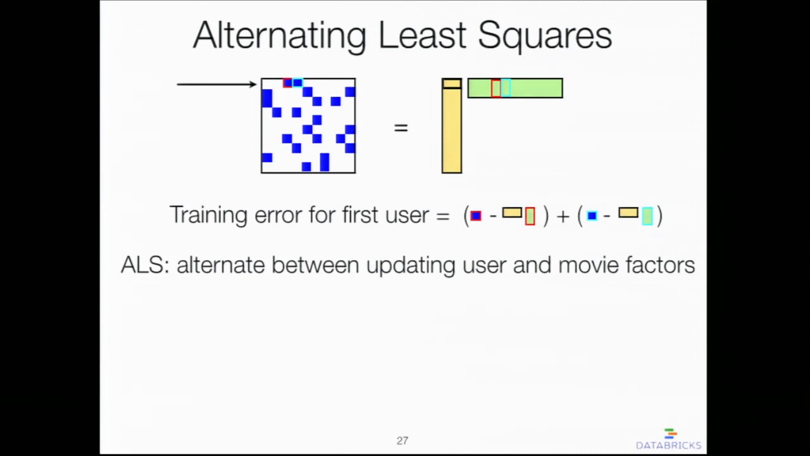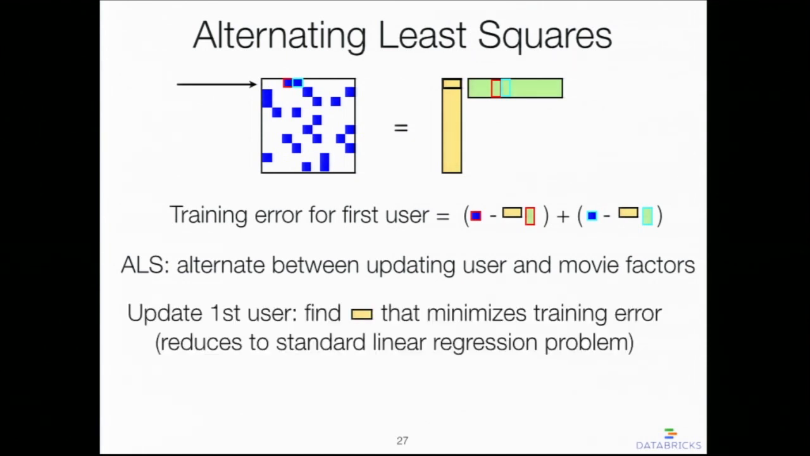The idea of ALS is basically that we want to alternate between updating the user and movie factors. Going back to this training error, there are two unknowns here. The blue box ratings are fixed, they're given to us, but we want to learn both the green and the orange feature vectors, but we don't want to learn them both at the same time. Instead, we fix one and try to learn the other. If we want to update the first user, for instance, we would fix the green feature vectors and just try to find the best orange feature vector to minimize the training error.